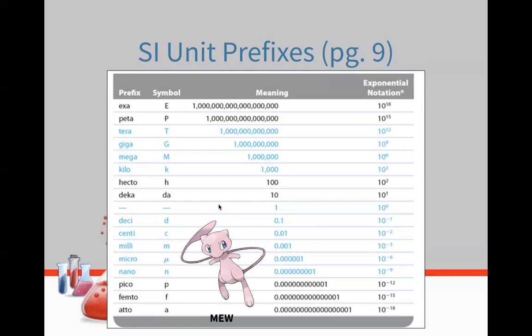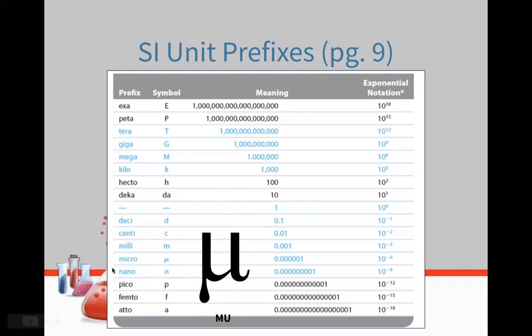the Greek letter mu, which is spelled M-U. Okay, so this is 1/1,000,000th of a meter or a second. If you had a micrometer or a microsecond, it would be 1/1,000,000th of that unit.